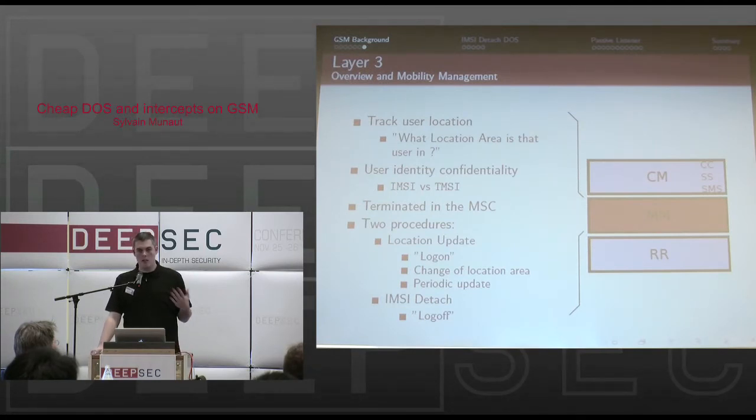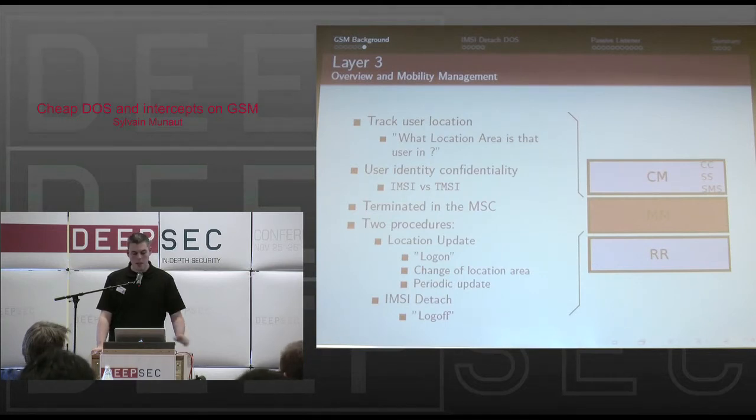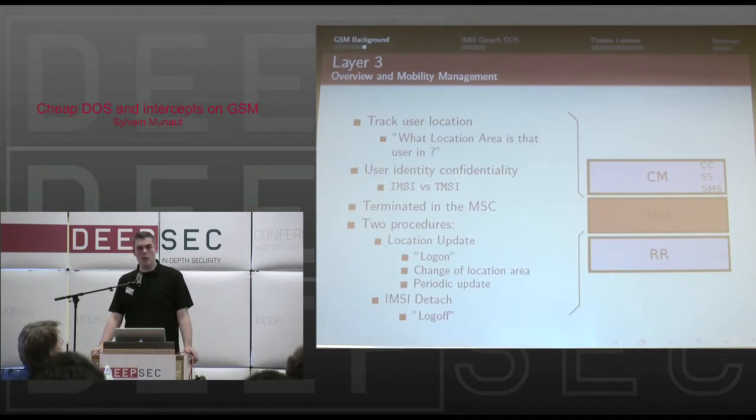It tries to answer one simple question, which is, okay, I want to contact this user. What location area is that user in? It also ensures user confidentiality, things like that. But to accomplish this goal, it uses 2 main procedures.